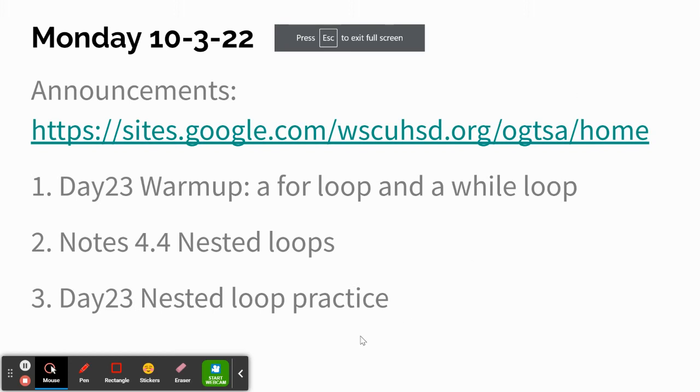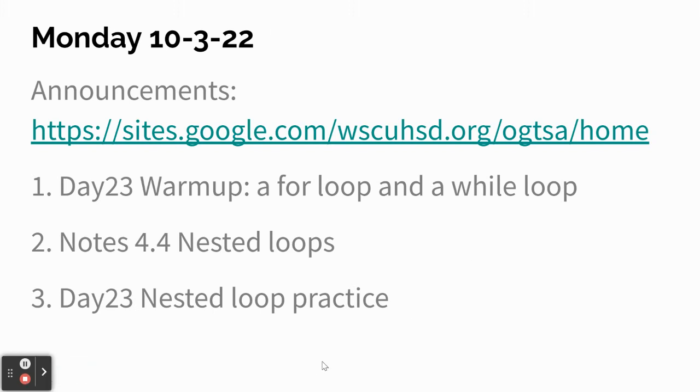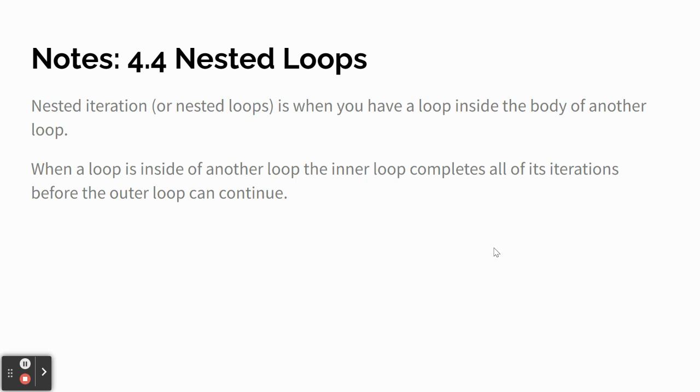Got some notes today. So we've already done one of these. A nested for loop is a loop inside of a loop. That could be called nested iteration to make it sound really complicated, but also just a nested for loop or a loop inside of a loop.